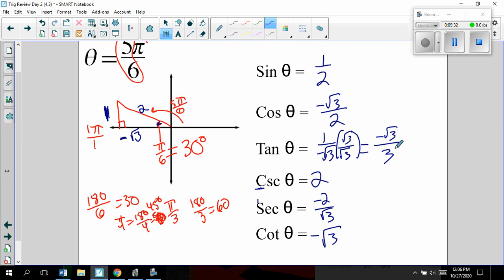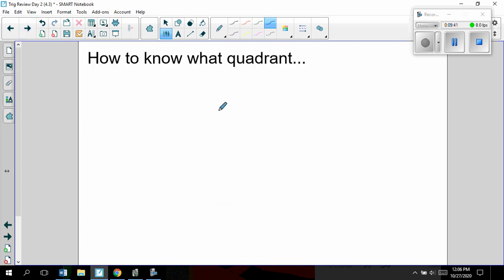If you flip this one, you would essentially have to rationalize again, and we don't really want to do that. So there is another example from yesterday. Sometimes we're asked what quadrant things are in, and it'll tell us like sine is positive and cosine is negative. So where are you? Stuff like that. So here's a little saying to help you remember.